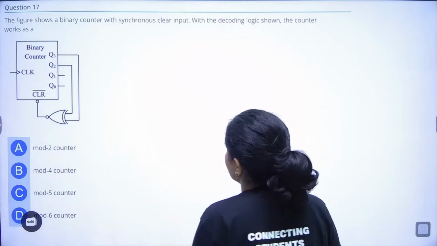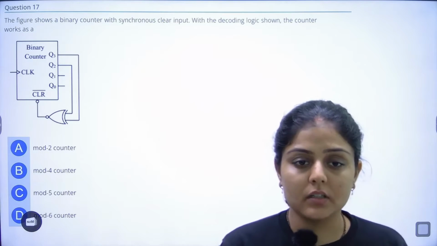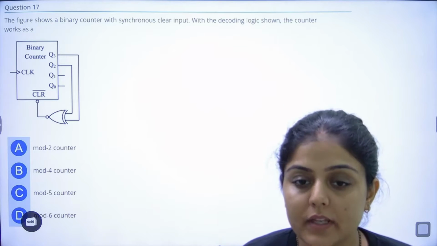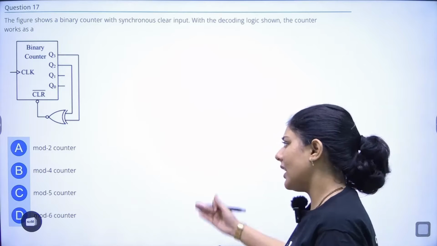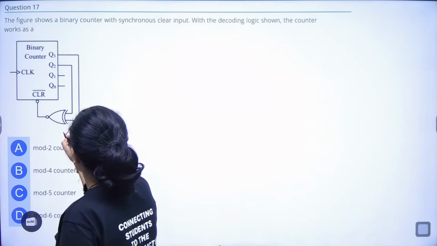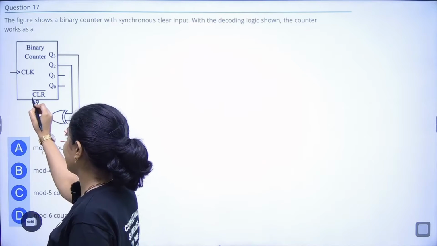Moving on to the next question. The next question says that a figure shows a binary counter with synchronous clear input. With the decoding logic shown, you again have to find out the mod of the counter. Very easy question. This is a XNOR gate, and clear is active low.